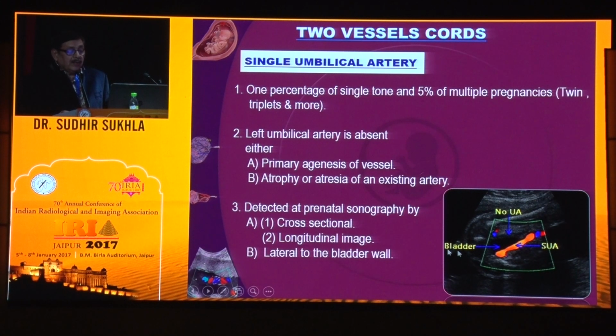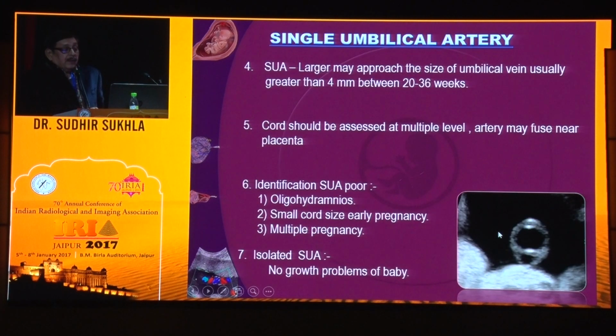Here is the picture showing you the single umbilical artery. There is no umbilical artery here. It is a single umbilical artery, so it has to take the function of two. It becomes large, it may be 4 mm up to 20 to 36 weeks, and it can even be equivalent to the vein's diameter. The identification of SUA is poor sometimes when the liquor is less, the cord is small, and in multiple pregnancy.